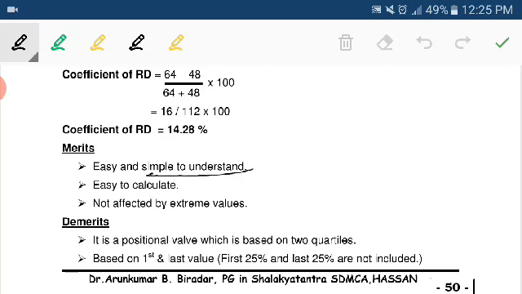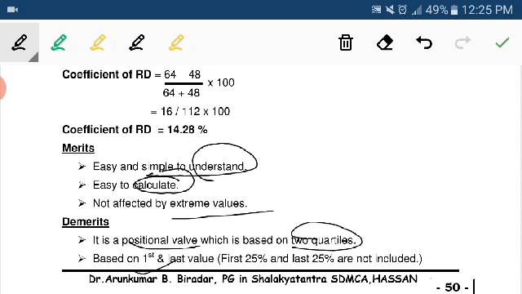Merits: easy and simple to understand, easy to calculate, not affected by the extreme values. Demerits: positional value based on two quartiles, based on first and last values.